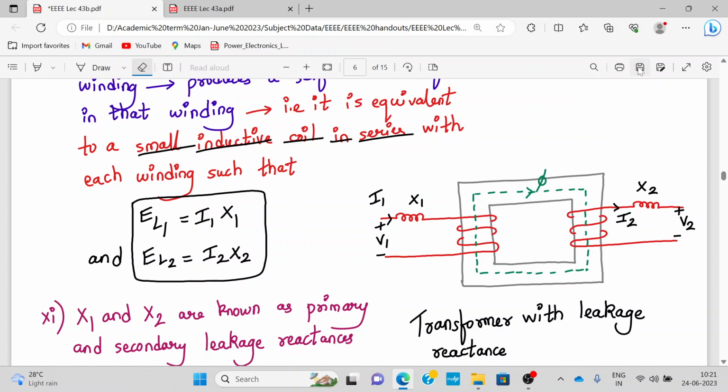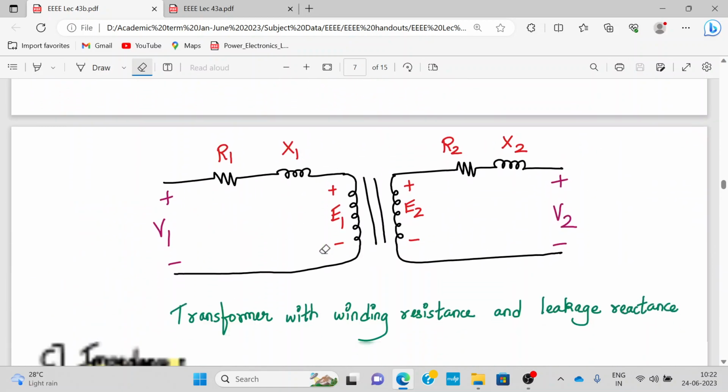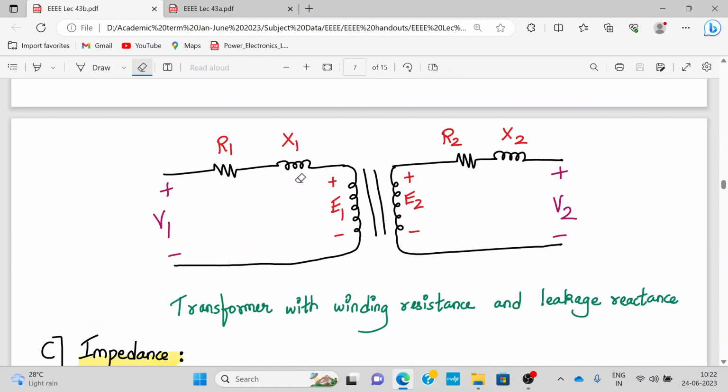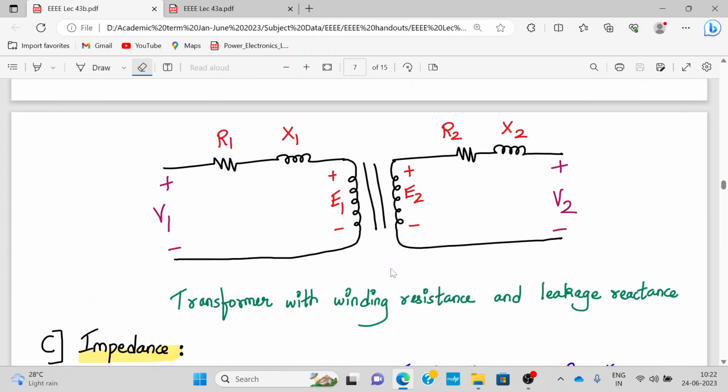Now if I combine the winding resistance with the leakage reactance, I get this diagram. R1 is the primary winding resistance, X1 is the reactance of the primary winding. Then R2 is the secondary winding resistance, X2 is the reactance of the secondary winding. Let me also mark the currents: this is current I1 and this is current I2. This is the transformer symbol with the winding resistance and leakage reactance, and this is what happens in a practical transformer also.